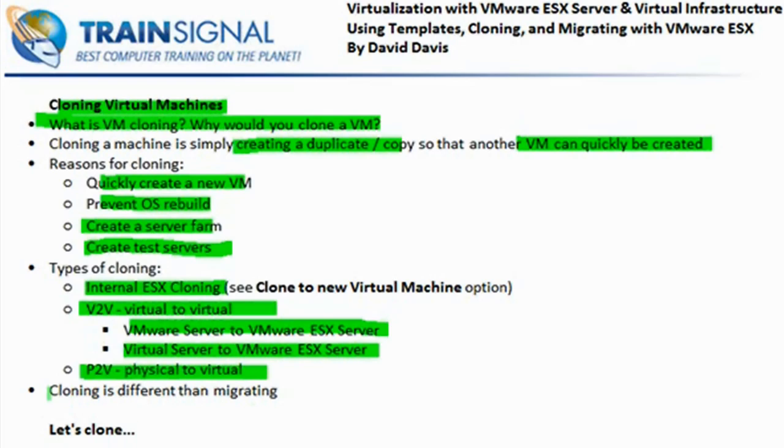And keep in mind that cloning is different than migrating. Migrating is just moving a virtual machine from one host to another host. Cloning is copying the virtual machine on the same host or to another host. And with that, let's go down to our virtual infrastructure client and let's see how this cloning process works.